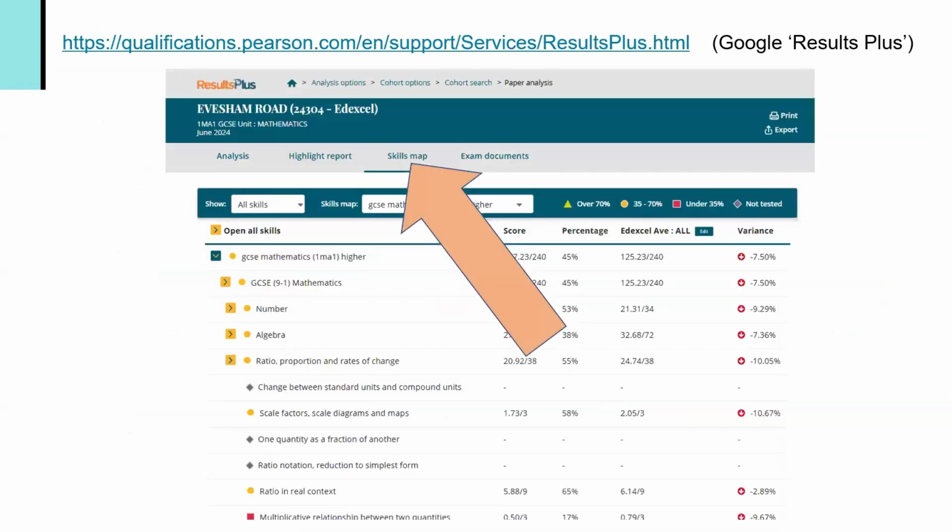When you're in there, what we're going to be talking about more so today than we did on the previous session, where we were looking at the highlight reports and the analysis and delving into papers and particular questions, is a bit more in regards to the skills map section of Results Plus. So once you're in there, go to the skills map, and as you can see there, we took that screenshot. We've got the one open up there of ratio, proportion, and rates of change.